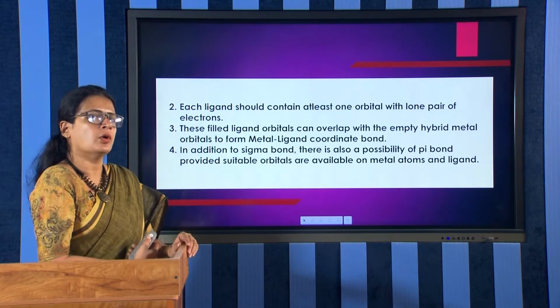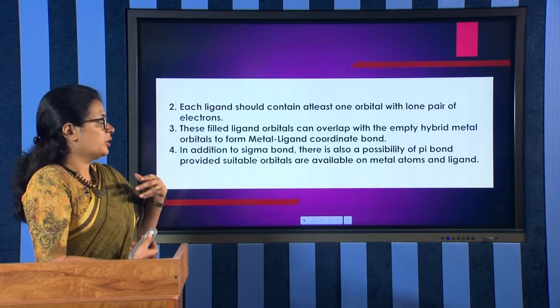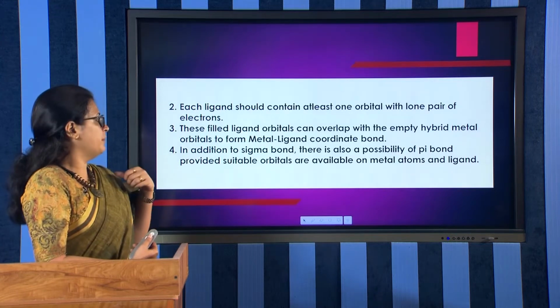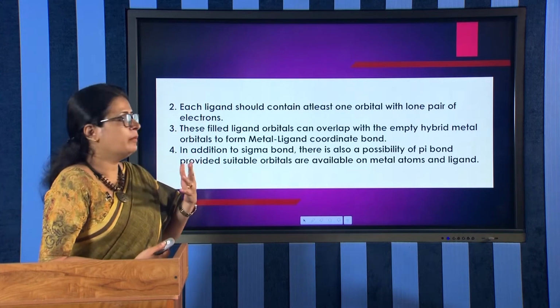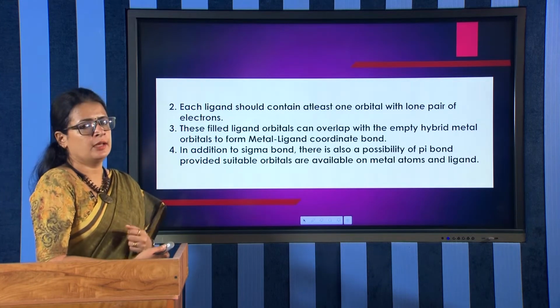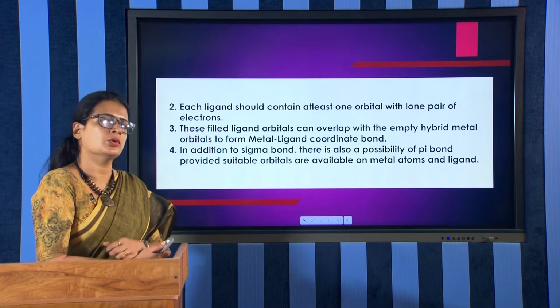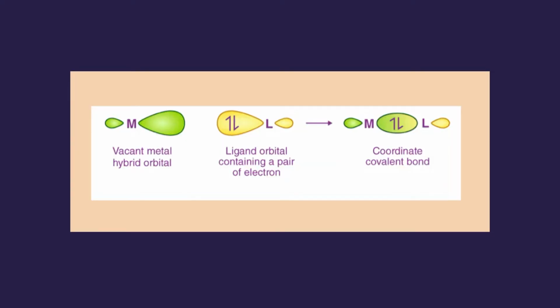the metal-ligand coordinate bond. In addition to the sigma bond, there is a possibility of pi bond formation also, and that will depend upon whether suitable orbitals are available on the metal atom and the ligand. So, in addition to the sigma bond, pi bond formation is also possible in coordination compounds.